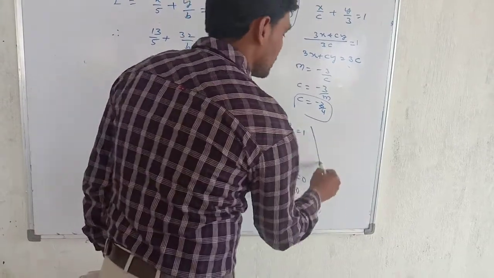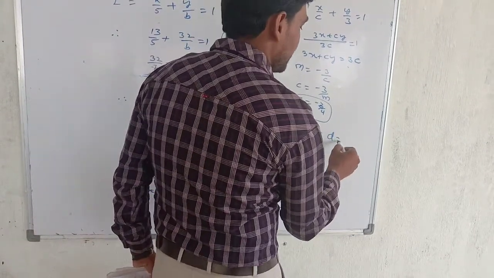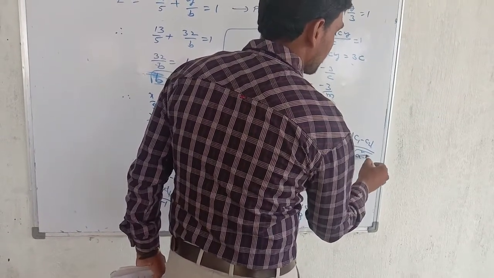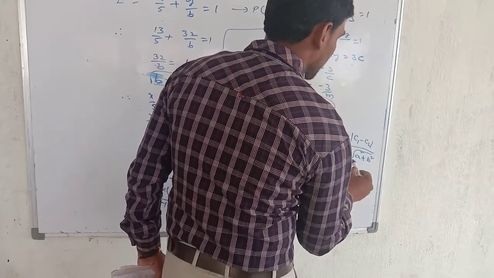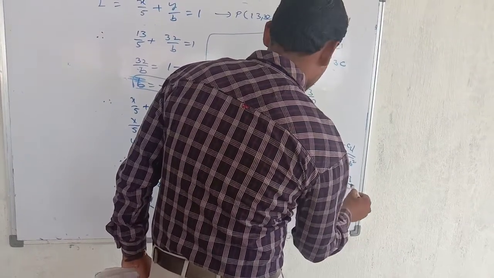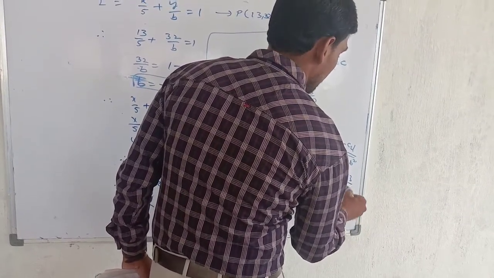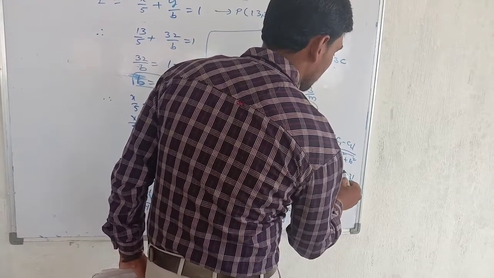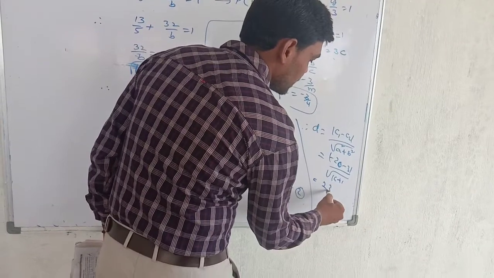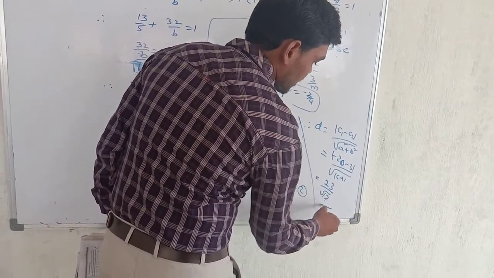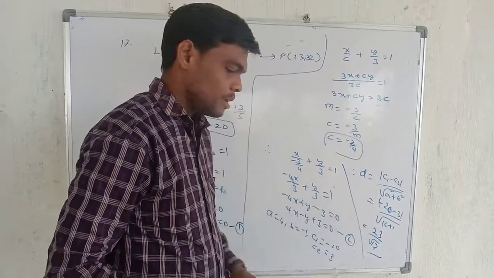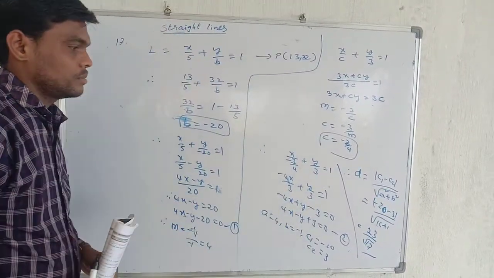The distance between two parallel lines is d is equal to modulus of c1 minus c2 by root of a square plus b square. Substituting these values, modulus of minus 20 minus 3 by root of 16 plus 1, which is modulus of minus 23 by root 17, which is 23 by root 17. Now the distance between the two parallel lines is 23 by root 17.